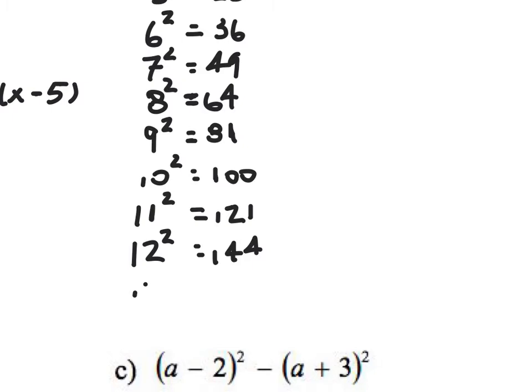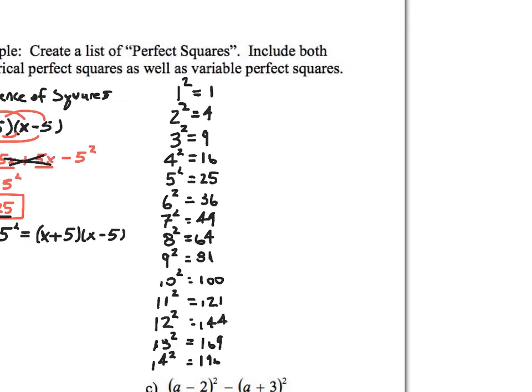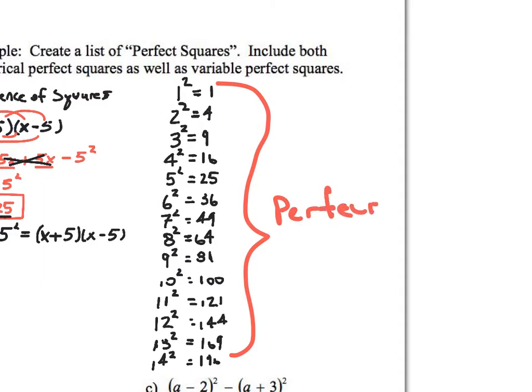And then we'll do 13 and 14. So 13 squared is going to give us 169, and then 14 squared is going to give us 196. So all these numbers here are perfect squares.